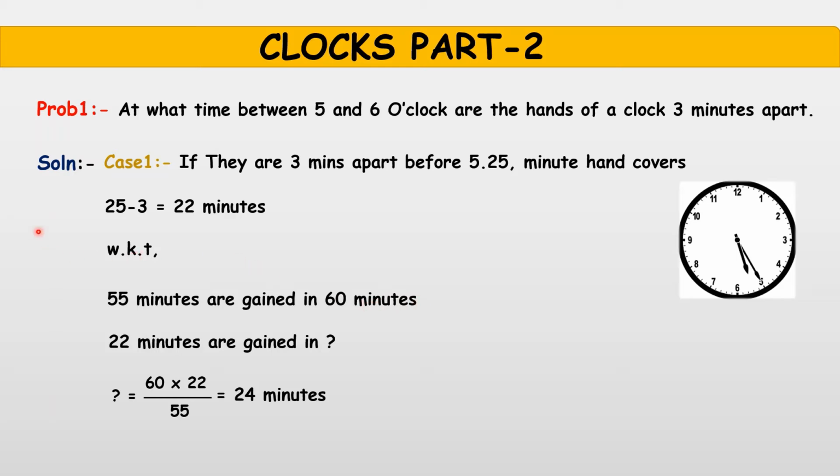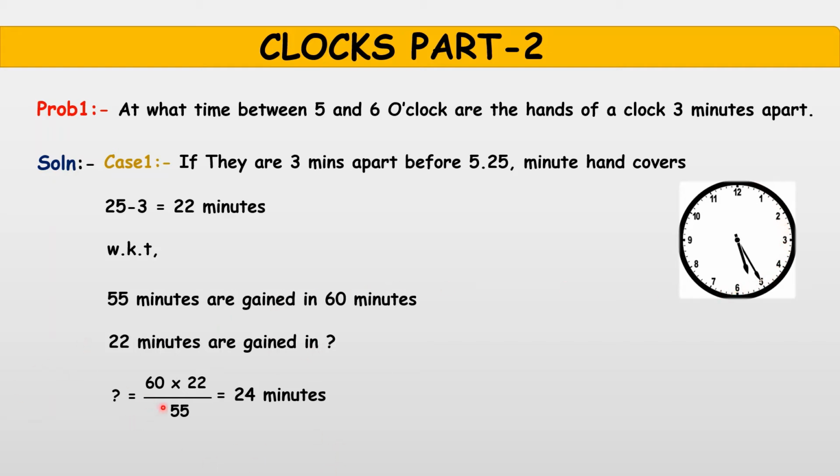You've seen that. I said that's important, so keep that in mind. 55 minutes are gained in 60 minutes. So now we have 22 minutes. The minute hand covered 22 minutes. So for that 22 minutes, what is the time we need to find?